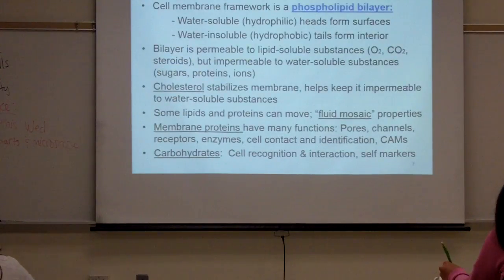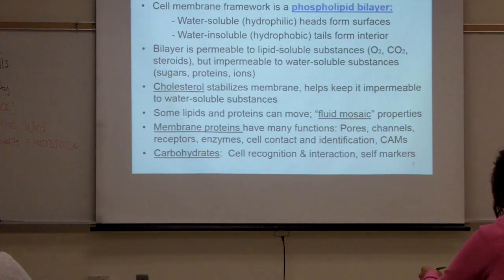So we have to take a look at the details of the bilayer. You know from last chapter that it's formed from fat cells. So those are called phospholipids. It is actually a bilayer of those phospholipids. So we get 2 layers of phospholipids.